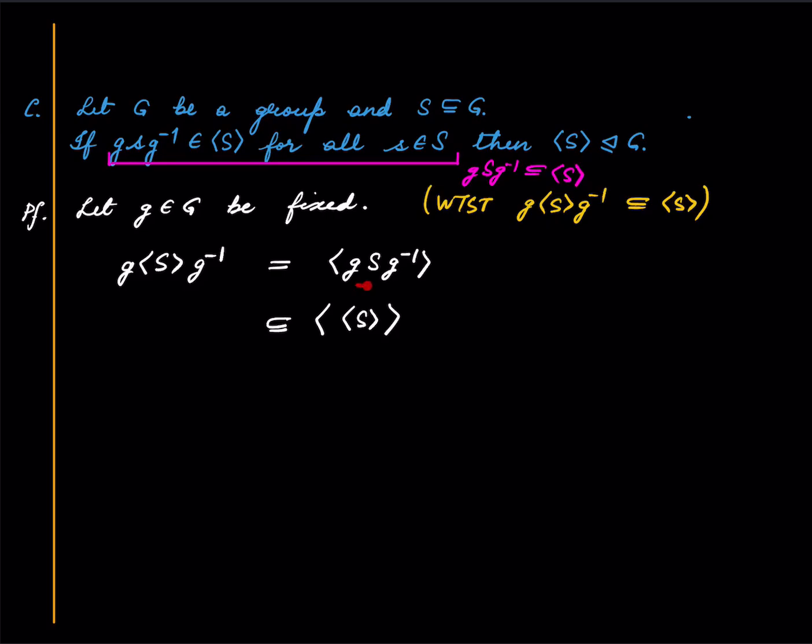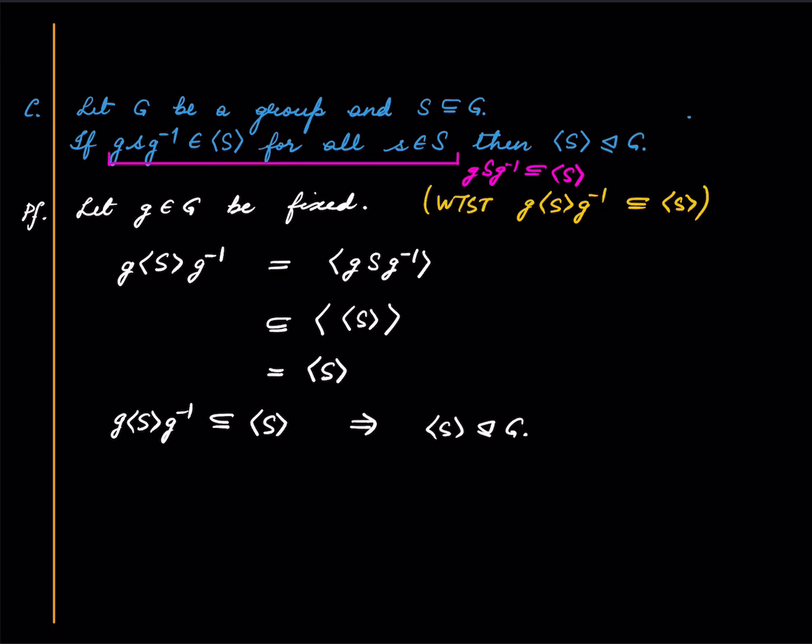So this guy is contained in the subgroup generated by S, and hence the subgroup generated by it is contained in this thing that we have written. But this is equal to the subgroup generated by S. Why? Because this is already a subgroup. The subgroup generated by a subgroup is the same subgroup. All right. So we have shown the containment that we wanted. So g times that is contained in that, which implies this is normal.